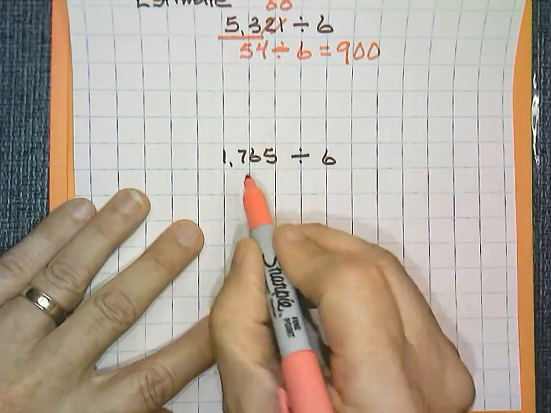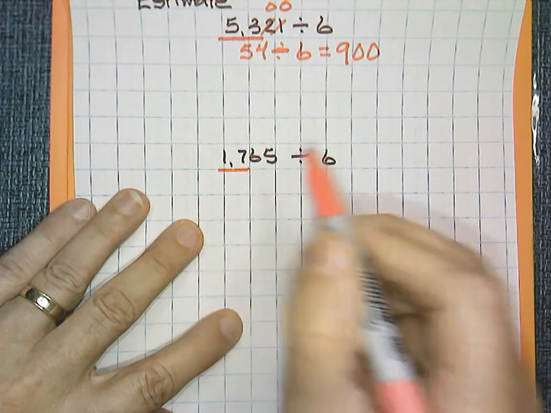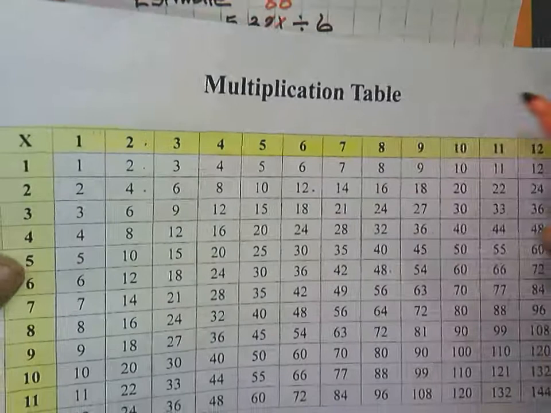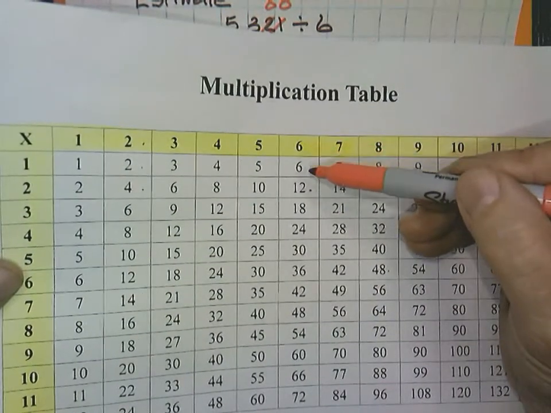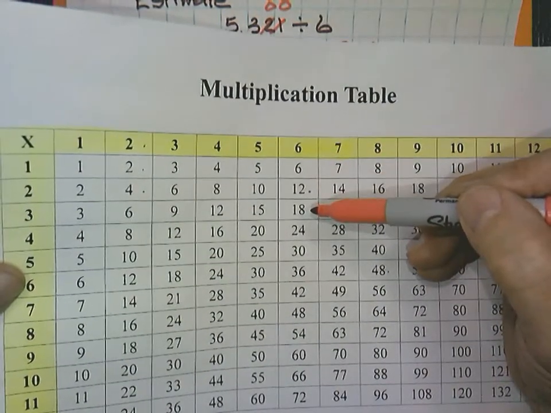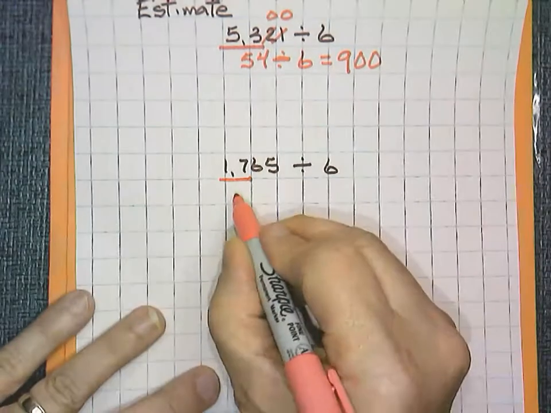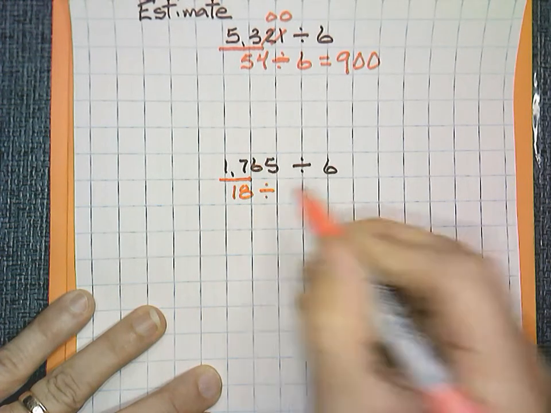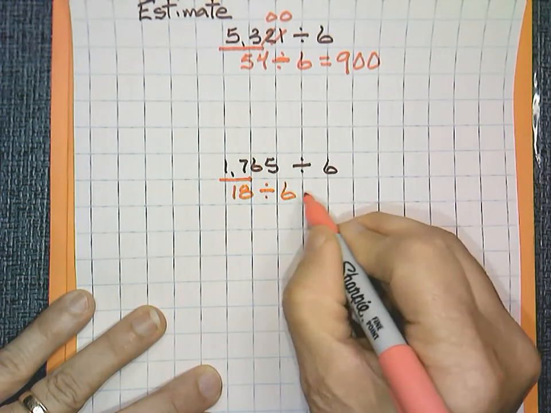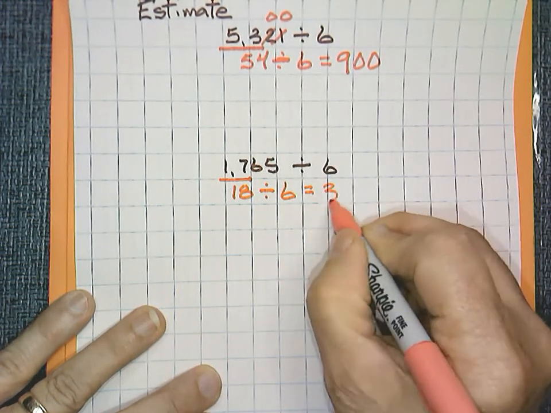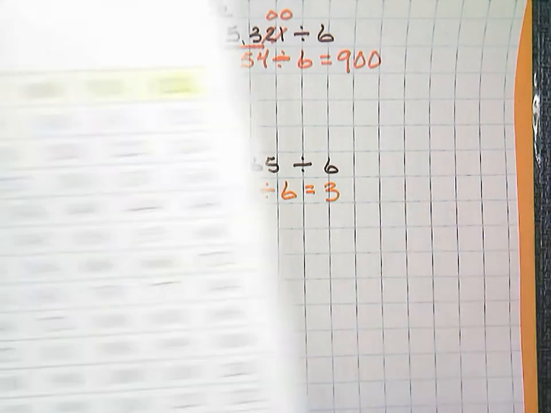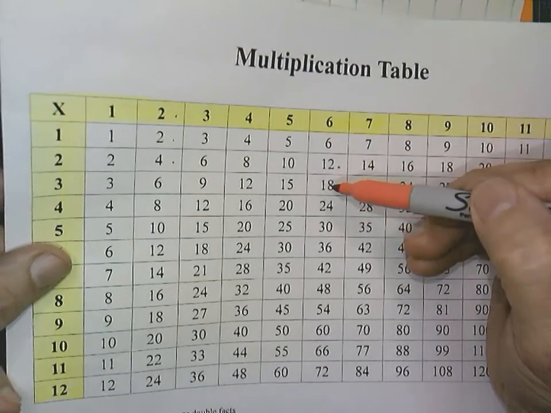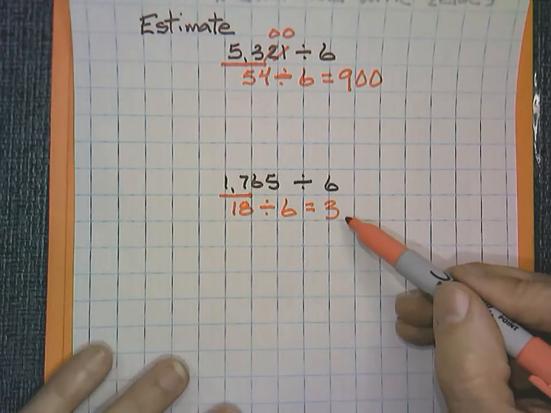1,765 divided by 6. I'm going to work with 17, and I'm going to use my 6 again. I'm looking to get as close as I can. This time it's going to be 18. Divide by 6. It's going to be 3. Let me just again show you why. 1, 2, 3, and that's where we got our 3.